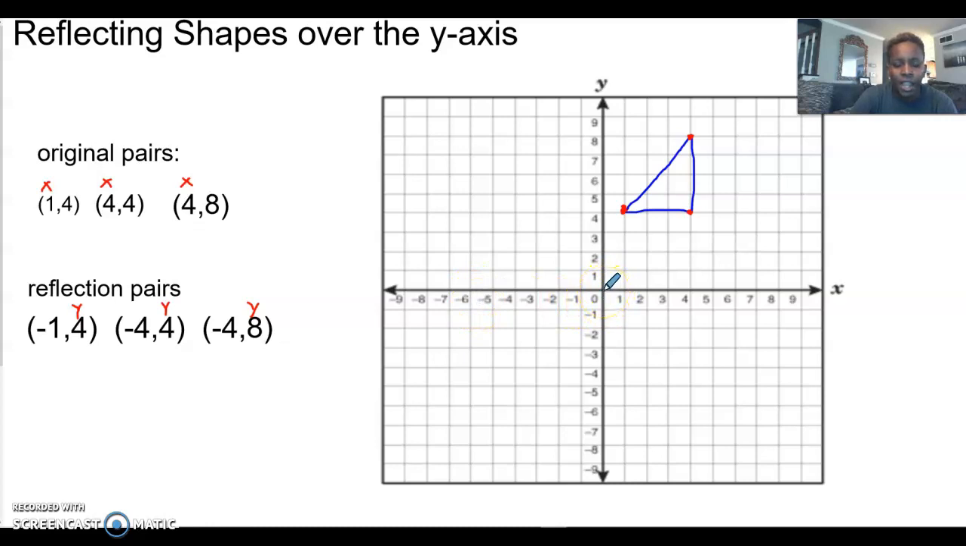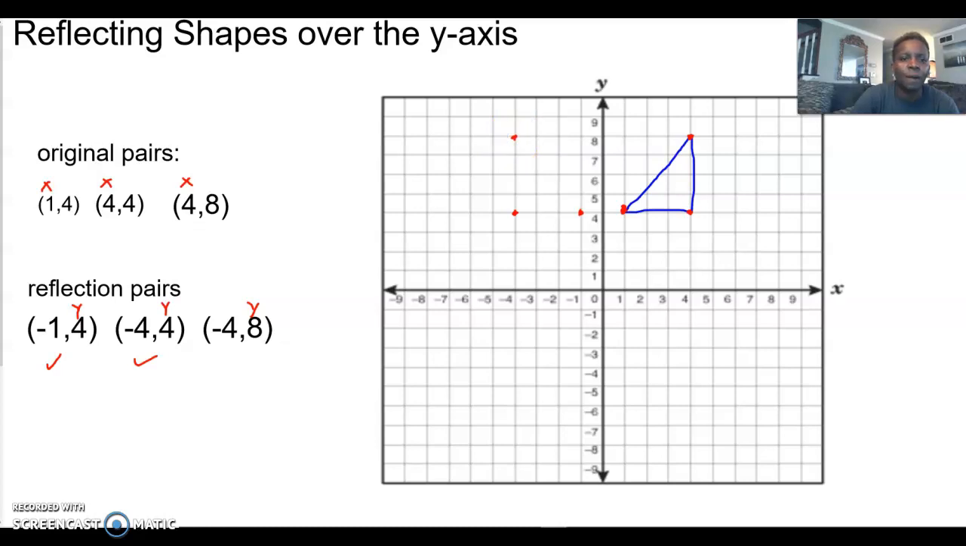So we start at the origin, and we're going over to -1. So here we are at 0, and then we go to -1, and we're moving up to 4. And we just plot our first vertex. Now let's plot the second one. We're going over to -4. So we start at 0, 1, 2, 3, 4, and then up to 4. 1, 2, 3, and 4. Check. And then our last one, -4, 8. Once again, start at our origin, 1, 2, 3, 4, -4, and up to 8. 1, 2, 3, 4, 5, 6, 7, 8. And we plot our third vertex.